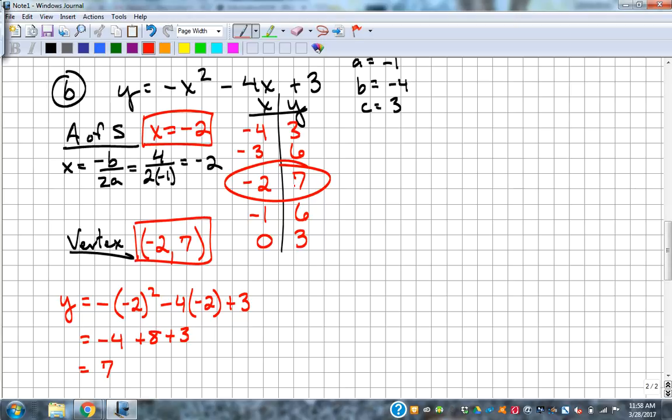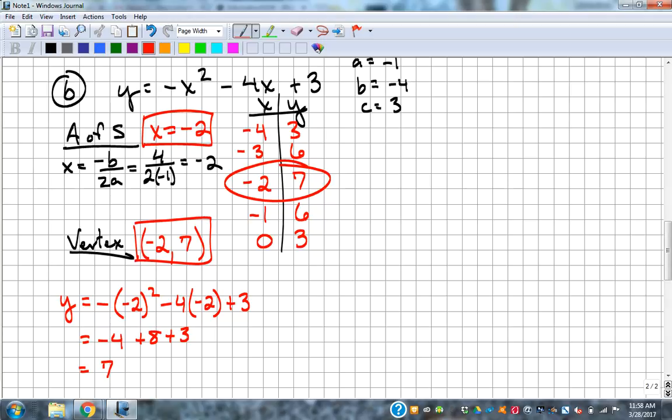What are we seeing happening with our table? Look at the numbers. Yeah, the y values are the same. They're symmetric, like the graph is. They've got the same numbers on each side of the vertex. That doesn't have to always be the case, but it will be the case a lot.